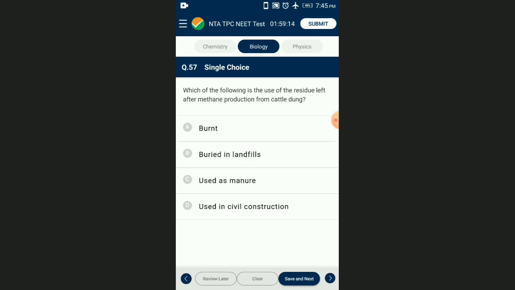Question number 57. Which of the following is the use of the residue left after methane production from cattle dung? Cow dung and other organic waste are used for biogas production. The residue left after anaerobic digestion, or biogas residue, is widely used as new green fertilizer in agriculture as manure. So the answer is option C, used as manure.